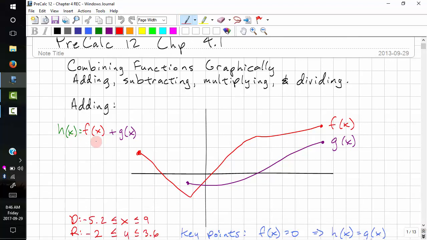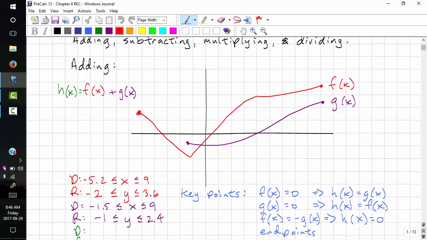So h of x is equal to f of x plus g of x. We have f of x here, and we have g of x here. Let's look at the domain and ranges. The domain of f is negative 5.2 to about 9, and the range is negative 2 to about 3.6. And for g, we have negative 1.5 to 9, and negative 1 to about 2.4.